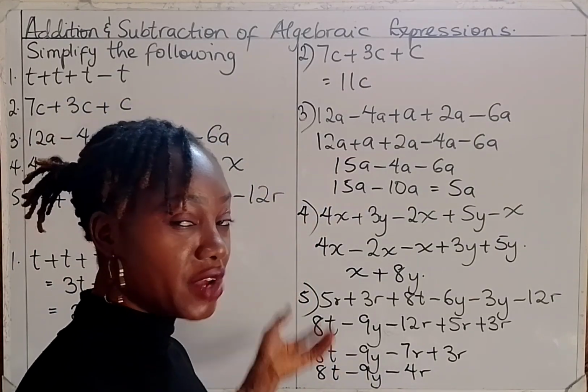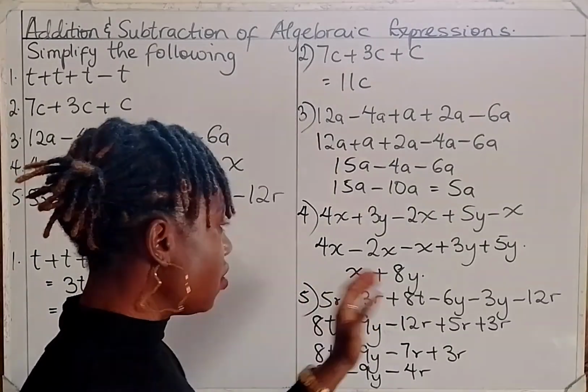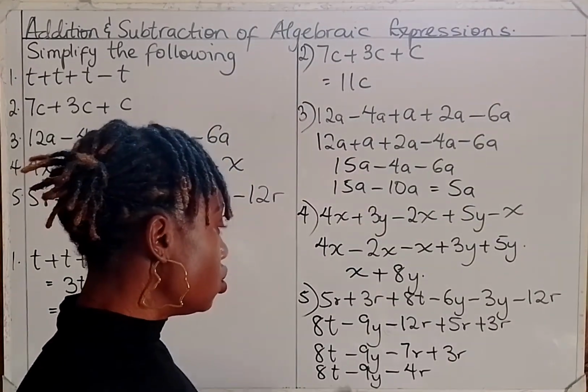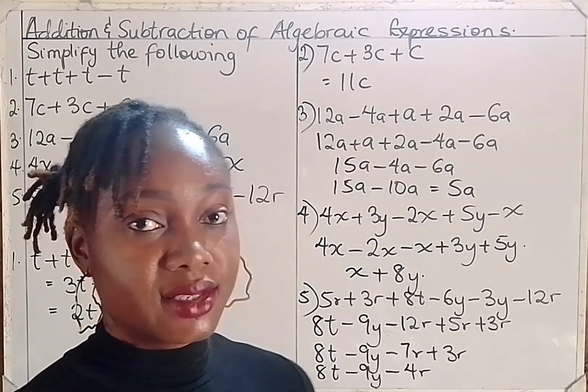Okay, since we have three different variables in these questions, we have r, t, and y, right? So we have to rearrange them in order for us to get the right answer.